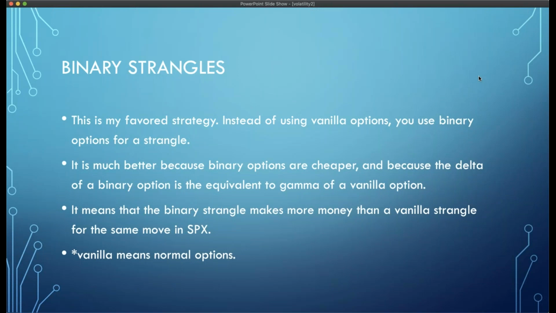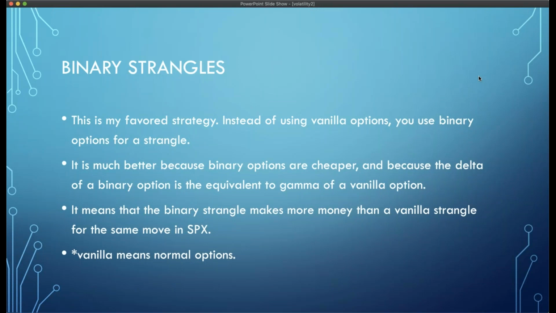We are going to do binary strangles. So what is a binary strangle? We buy a binary call of a certain strike, and we buy a binary put of a certain strike, and that's it. It's the same as a normal strangle, just with binary options.